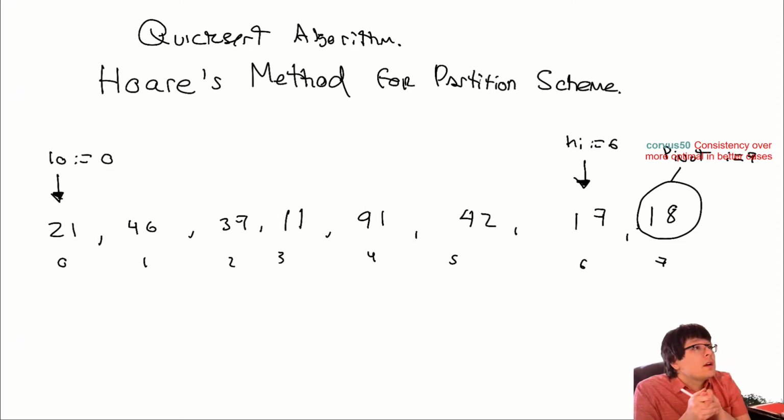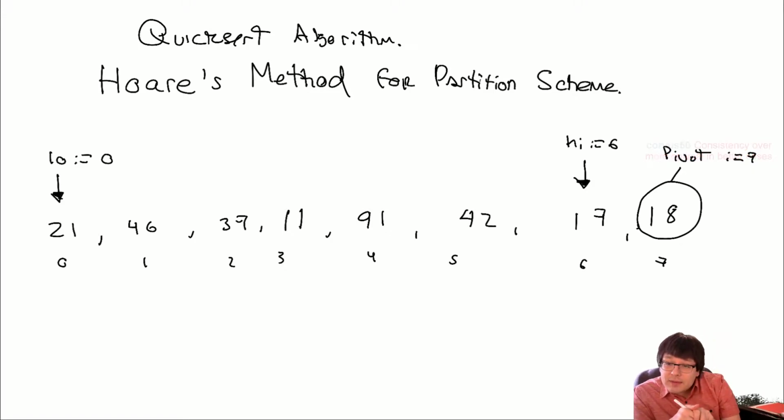Okay? Consistency over optimal in better cases. But that's the thing. Quicksort is consistently better than merge sort. But there are special cases. So I would say, if you care about consistency, then I would go with Quicksort, to be honest.